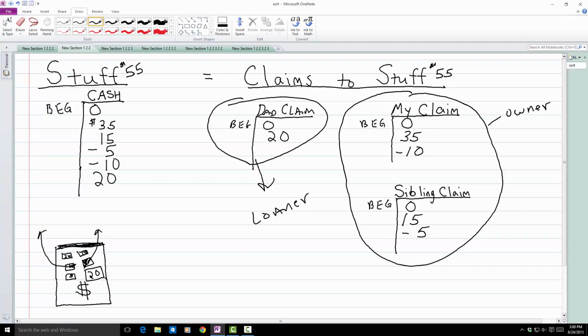Just kind of keep in the back of your mind in our simple setup right here. My claim and sibling's, we're the owners of that bucket. That bucket belongs to us. Dad is a creditor. So while he has a claim to the money in the bucket to the tune of $20, his claim is more of a creditor. He's kind of entitled to get that $20 back, probably plus interest if it's anything like my dad. But we'll kind of build from there in the next video.